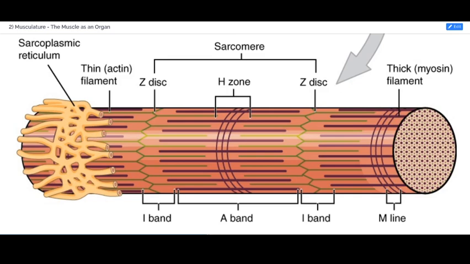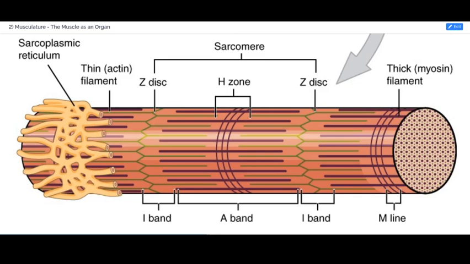In this picture, we see a bracket around one sarcomere that goes from a structure called a Z-disc to the next Z-disc. Sometimes you'll see the Z-disc referred to as a Z-line. It's a zigzag line that's connecting all of these proteins together.